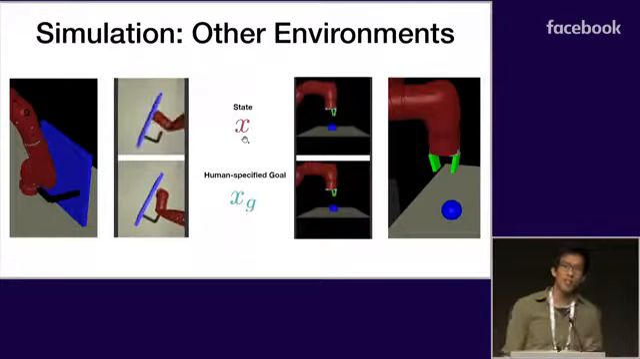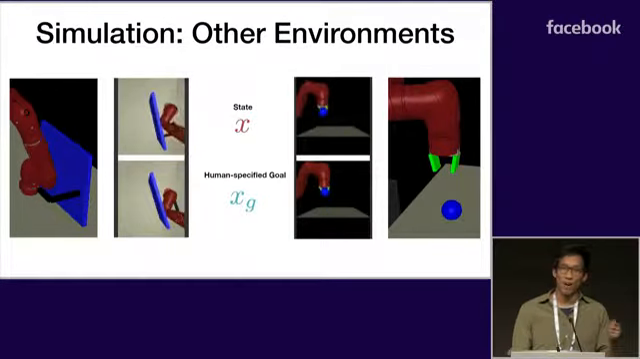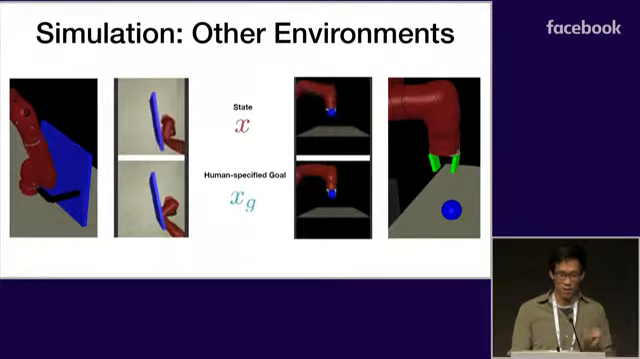We also test our method on a variety of simulated environments. On the left, you see an agent has learned how to open a door to a target angle. And on the right, you see the agent has learned how to pick up an object and move it to a target location, all from vision.